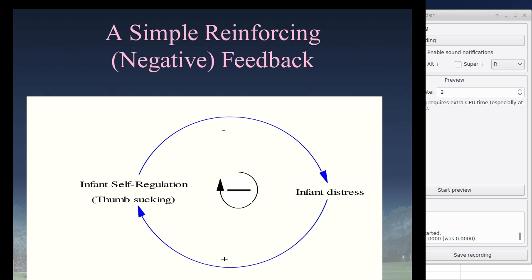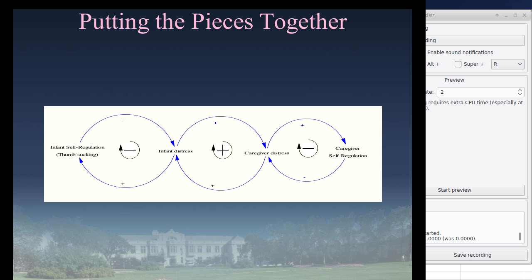Infant self-regulation kicks in. So an infant feels distress, it engages in thumb sucking, and that lessens its feeling of distress. So we have these regulatory mechanisms. I mentioned them earlier, right? I feel hunger, I go eat. I feel thirsty, I go drink. My salt is out of balance. My body has ways of excreting salt.